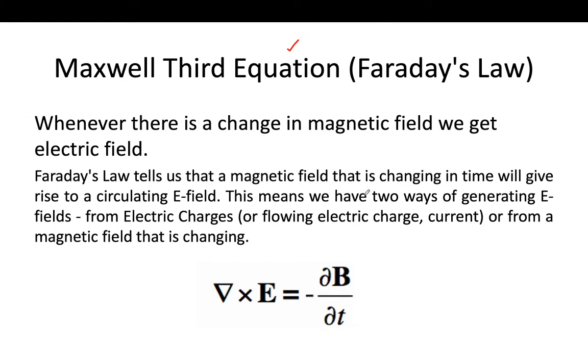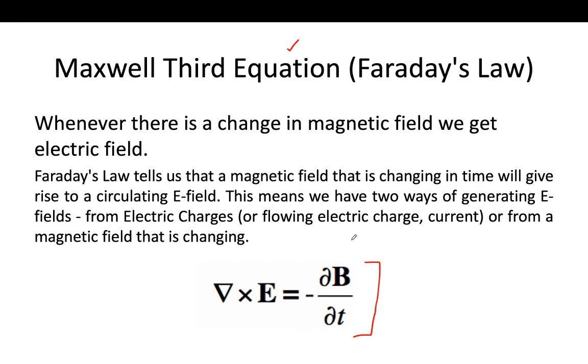So here this equation, that is Maxwell's third equation, represents the rate of change of magnetic flux. So this equation also says that whenever the magnetic field is changed, whenever there is a change in the magnetic field, we get electric field.